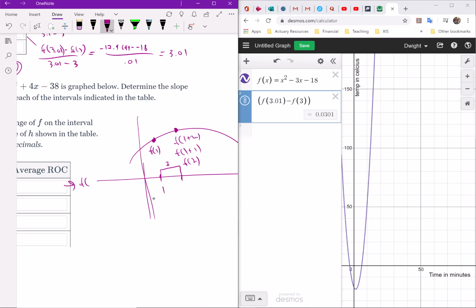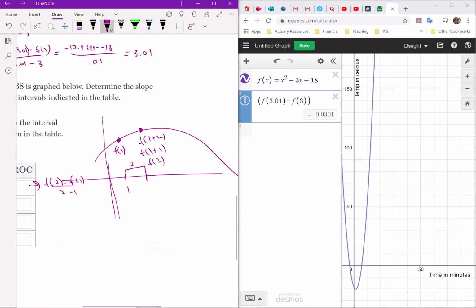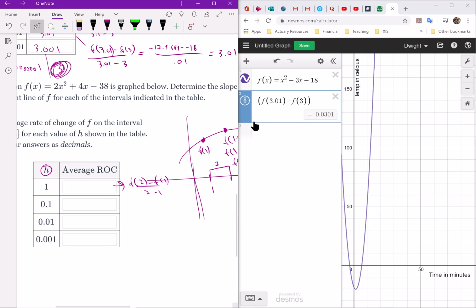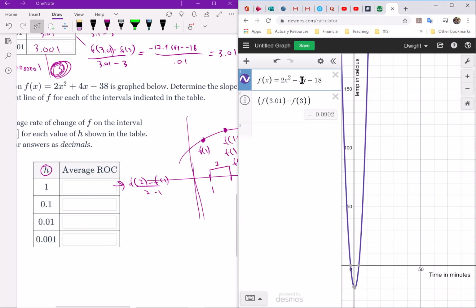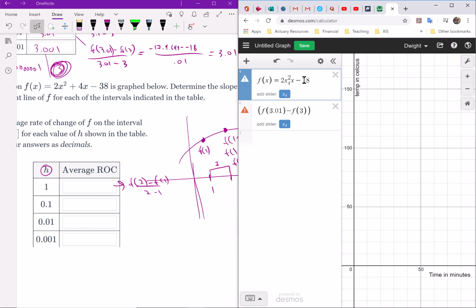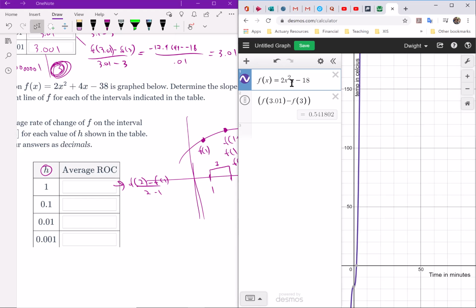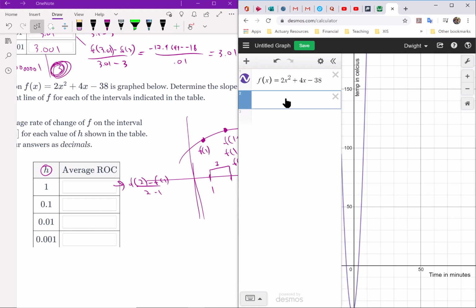So in this case it's f of 2 minus f of 1 over 2 minus 1, which again you've got to go back up there and plug it in. Let's go ahead and write this out. Plus 4x minus 38. So basically what we're doing is, and I'll write it this way so you can see, f of x plus h minus f of x over x plus h minus x.